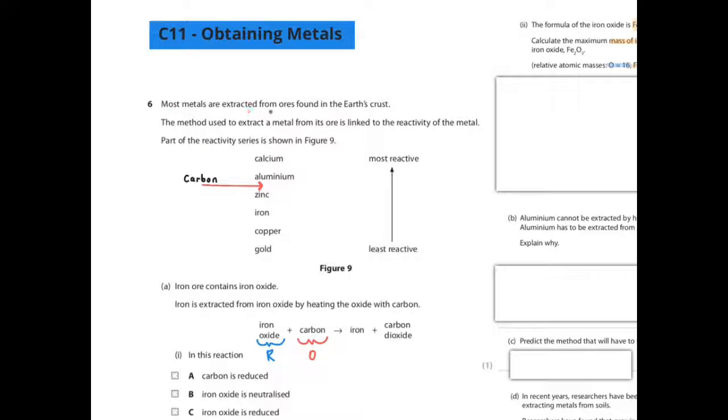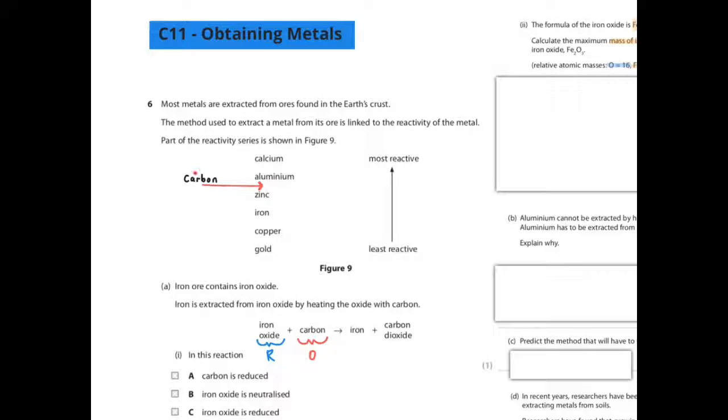Most metals are extracted from ores found in the Earth's crust. The method used to extract a metal from its ore is linked to the reactivity of the metal. Part of the reactivity series is shown in figure 9. So you can see we've got a list of most reactive to least reactive.